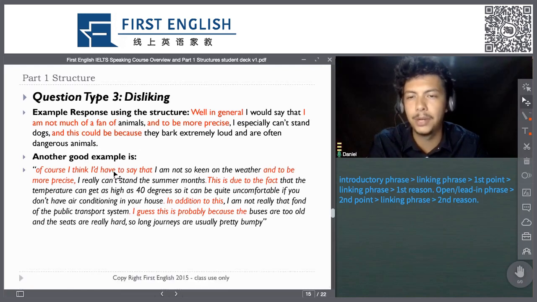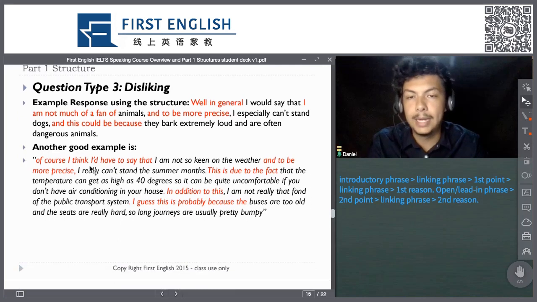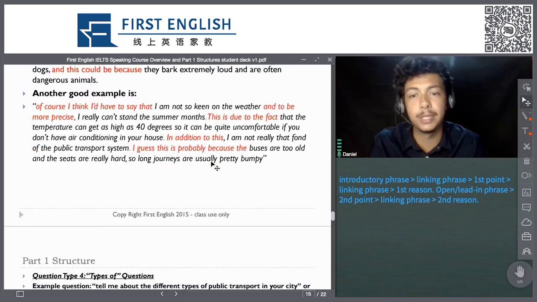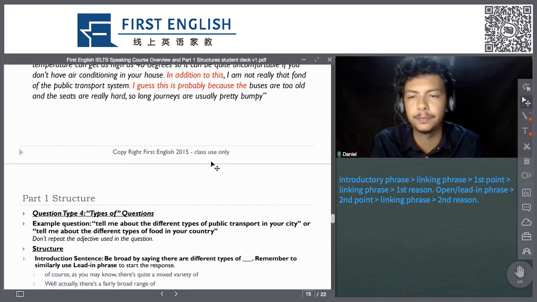Another example that we have here in the material would be, of course, I think that I'd have to say I'm not so keen on the weather, and to be more precise, I can't stand the summer months. This is due to the fact that the temperature can get as high as 40 degrees, so it can be quite uncomfortable if you don't have air conditioning in your home. In addition to this, I'm not really that fond of the public transportation system. I guess this is probably because the buses are too old and the seats are hard, so long journeys are usually bumpy. Okay. So there's an example of a disliking response following that appropriate structure.